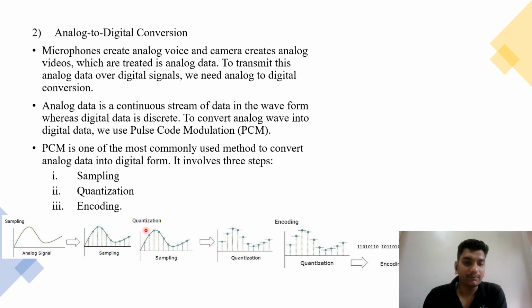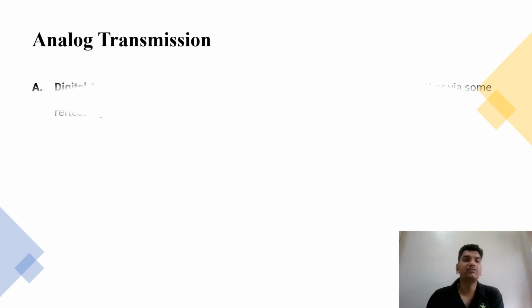Then the quantization. Basically, quantization is converting that sampled data to digital signals. And then the encoding. Basically, encoding is the scheme in which the data is converted to binary form. Now we will see analog transmission.